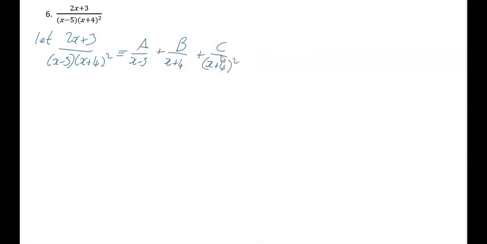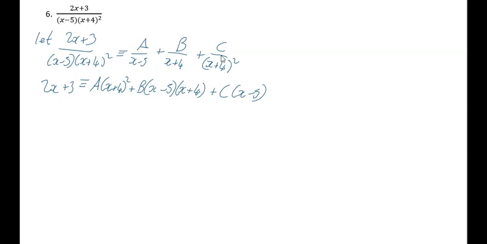Okay, again, multiply over by the (x minus 5)(x plus 4) squared, and you'll have 2x plus 3 is identically equal to a times (x plus 4) squared, plus b times (x minus 5) times (x plus 4), plus c times (x minus 5). Again, whatever method you want, you can just use all equatings, or you can use all substitutions, or more than likely what I will do, a mixture of both.